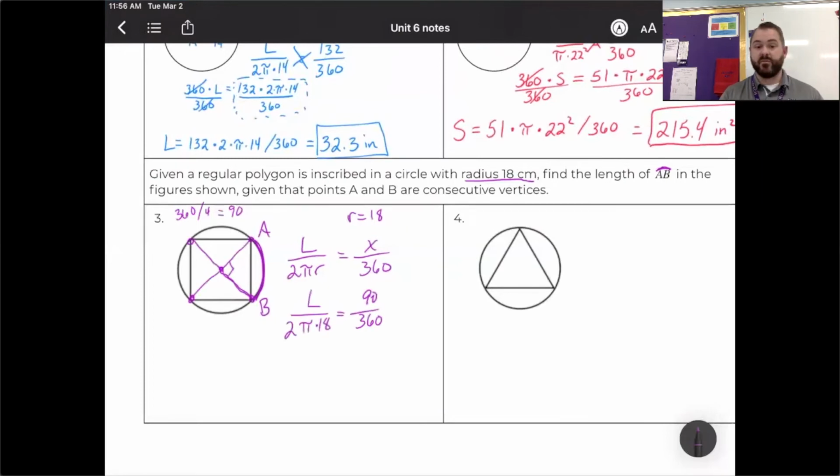Well, now I have enough information to do the problem like I just did. That would be the long way. I told you I was going to show you that, or at least set it up here, but there is a shorter way to do this.